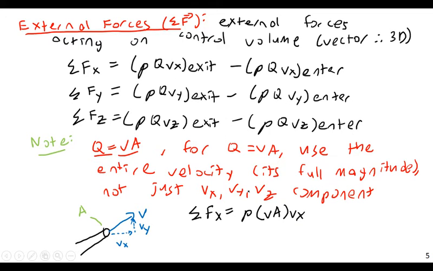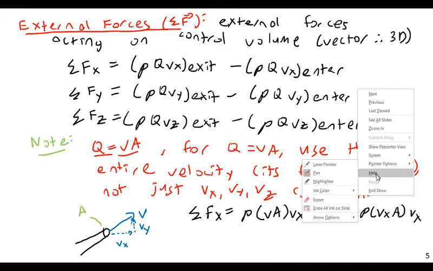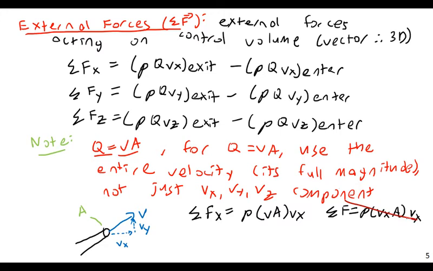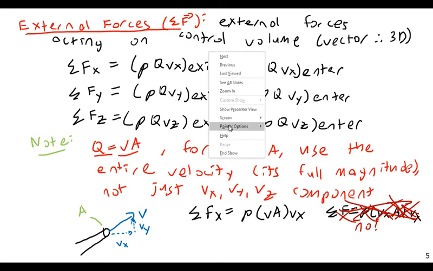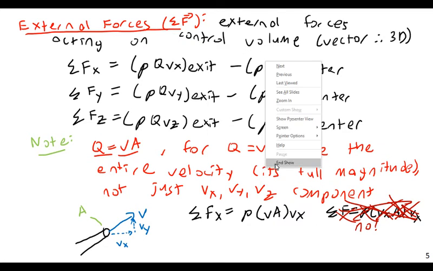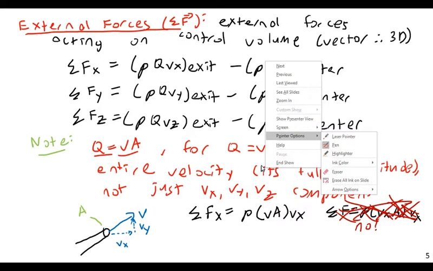So the Q, again, we need to use the entire flow rate Q. This is very important. Do not use summation of forces equals rho times Vx A times Vx. This is very tempting, but do not do this. This is verboten. No. Verboten. Do not do that. If you do, I'll be sad, because I've mentioned it 1,000 times. But somebody probably will on the exam, but such is life.